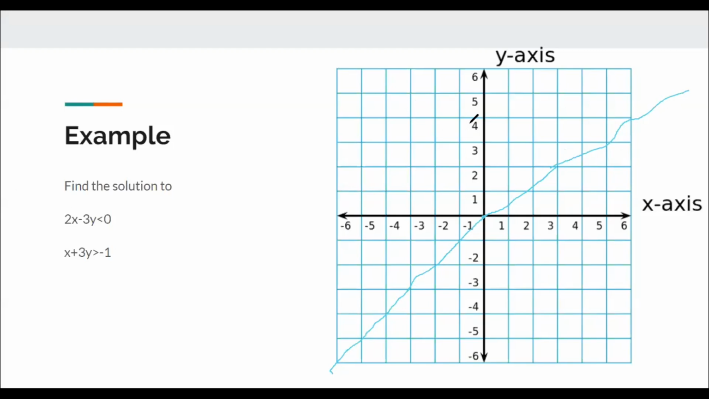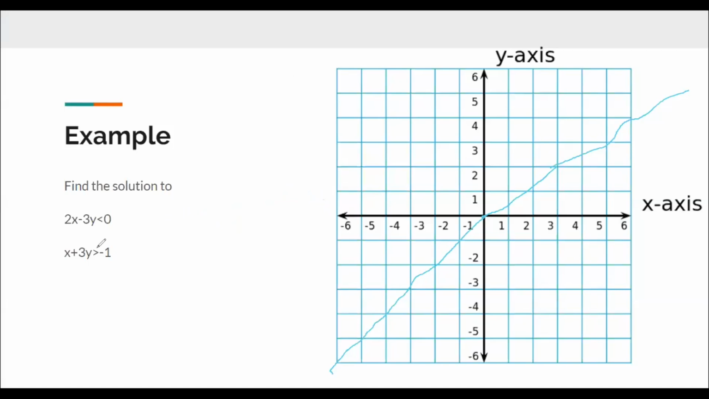And then you look at a point above this, and you look at which point will satisfy it, above the line or below the line. So what I would do is just take a random point. I'll just take negative 2, 1. So if I plug negative 2, 1 into this, I'm going to get negative 4 minus 3 is less than 0, which is true since negative 7 is less than 0. So the part above the line is going to be shaded.